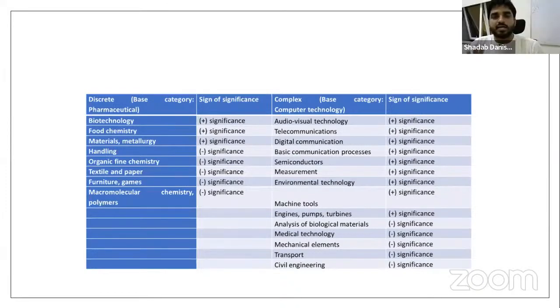The study also divides patents into discrete and complex technology categories, in which we are trying to look at which technology has high value. The plus sign shows high value technology, and the minus sign shows lower value compared to the base category. In the base categories, for discrete technology it is pharmaceuticals, and for complex technology it is computer technology. Compared to computer technology, which technologies have higher value and which have lower value; and compared to pharmaceuticals, which technologies have higher value and which have lower value. It has been summarized here.